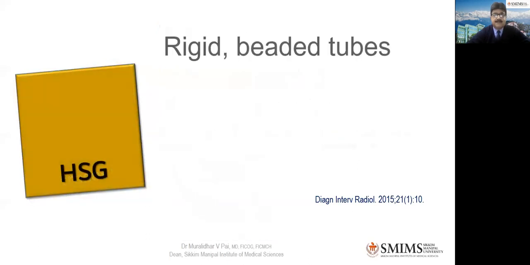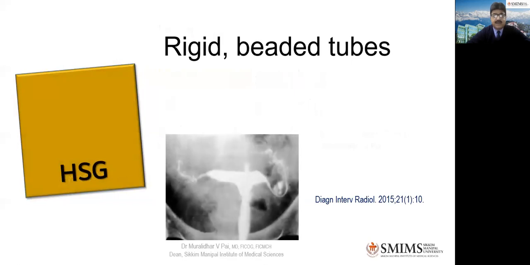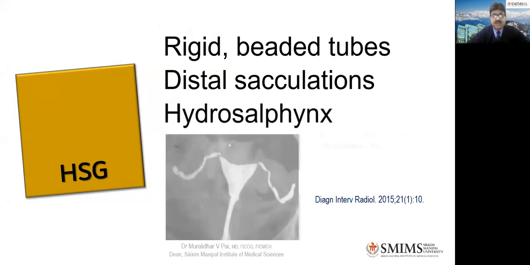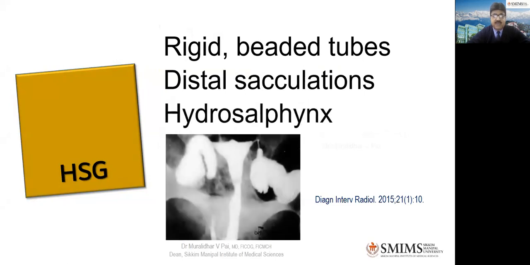HSG, as I said, has a whole lot of findings. Rigid, beaded tubes, distal saculations, or hydrosalpinx. Very, very obvious. There are many, many more types of tubes that are described in tuberculosis, but the common ones are lead pipe type of tubes, beaded, isthmic nodosa, as we say, distal saculations like tobacco pouch, or obvious hydrosalpinx.